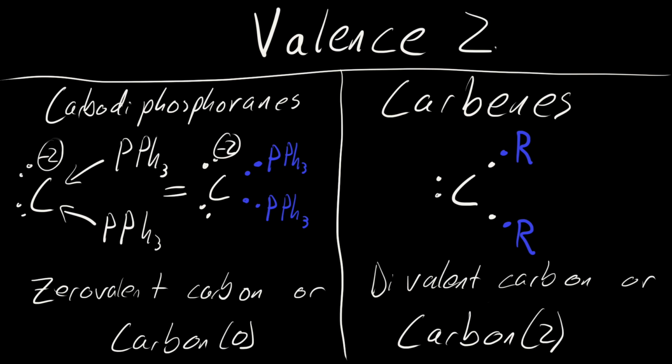Let's compare the carbodiphosphoranes to another class of compounds, the carbenes. In both cases, the carbon atom is bound to 2 ligands, so one could think they are both divalent. This is incorrect. The carbenes are, but the carbodiphosphoranes are not. This is because formally, none of the electrons binding the carbon and the phosphorus atoms originate from the carbon atom.